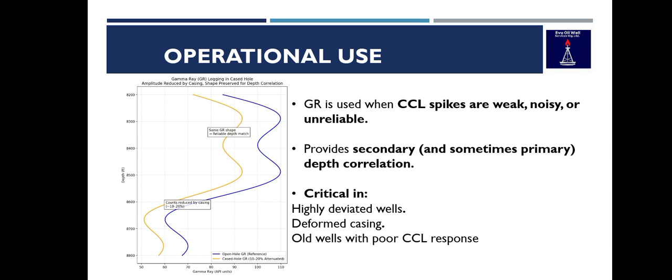On this slide, we'll establish operational use of gamma ray. Gamma ray is mandatory when CCL is weak, noisy, or unreliable. It is a critical backup system. This gamma ray is a critical backup system.